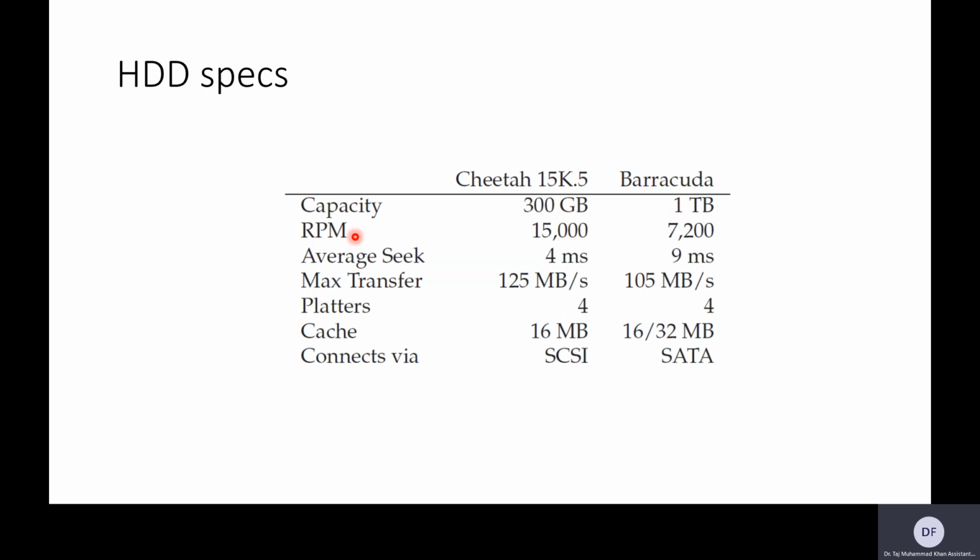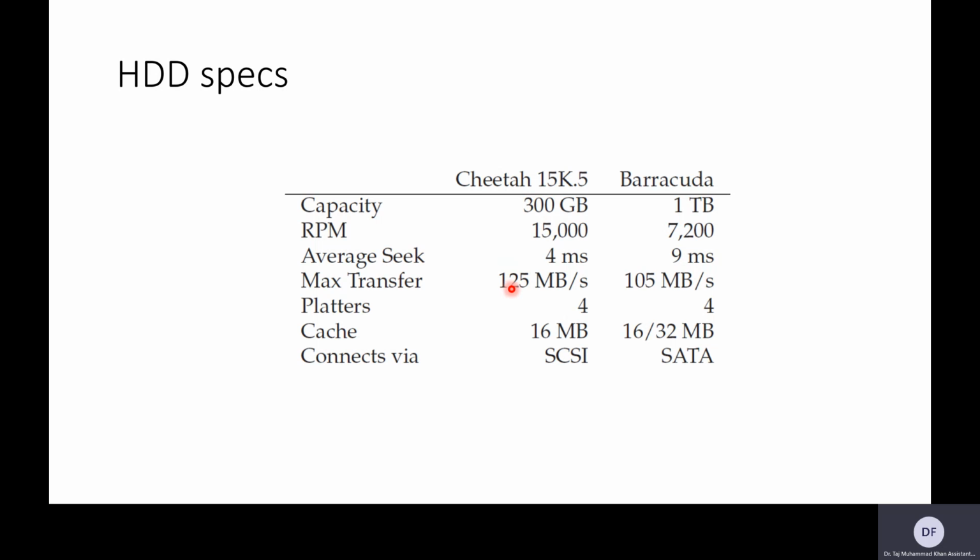In terms of RPM, revolutions per minute, the rotation speed of this hard disk is 15,000 RPM, and for this one we have 7,200 RPM. Based on this rotation speed, we will calculate the average rotational delay for each hard disk. Remember, average rotational delay is half of the full rotation, the time it takes to do half a rotation of the platter. The manufacturer also provides the average seek time: 4 milliseconds for this one and 9 milliseconds for this one.